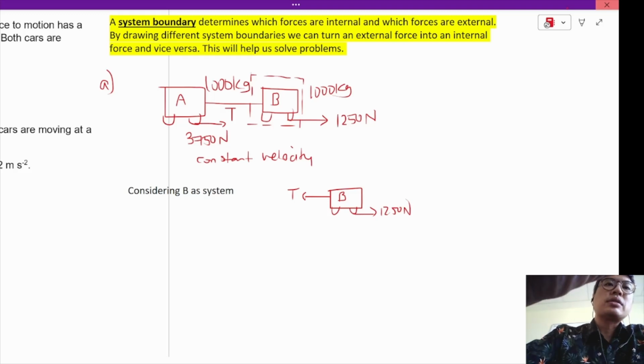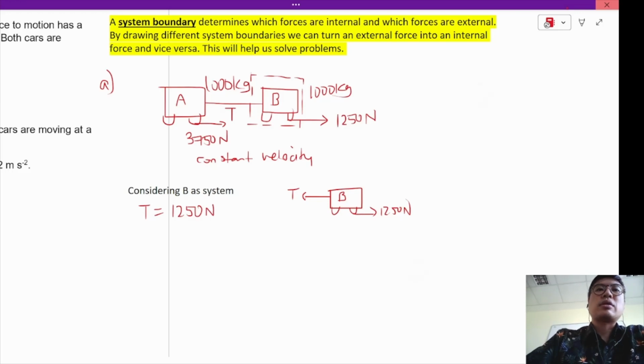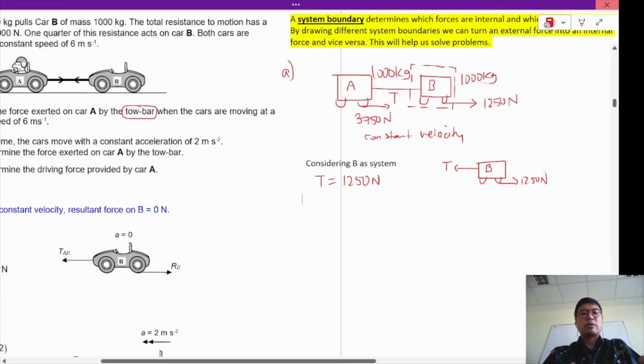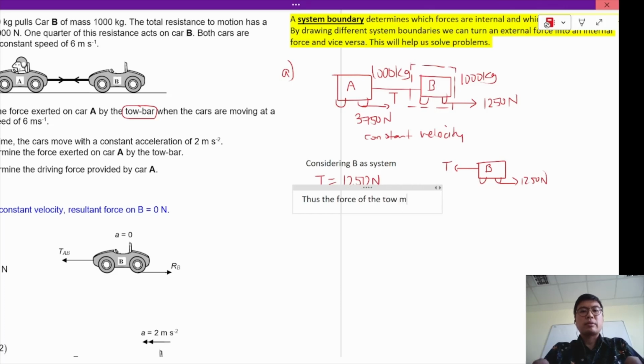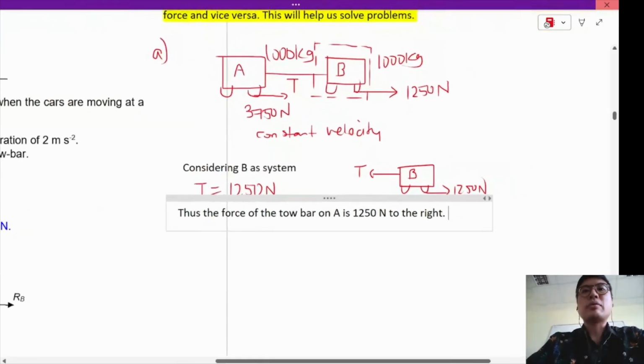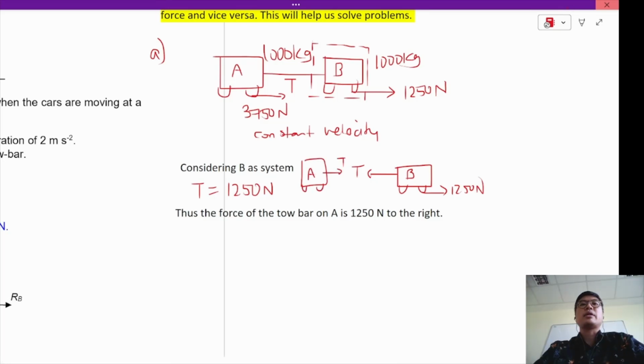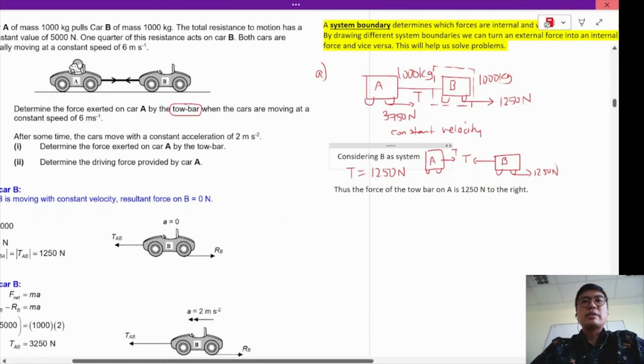So if considering B as a system, T will be equal to 1250 newtons. Okay, so if T to the left is 1250 newtons, thus the force of the tow bar on A is 1250 newtons to the right, because on A, the tow bar is pulling in this direction. It is a tension after all, right? Okay, so that's the answer for part A.